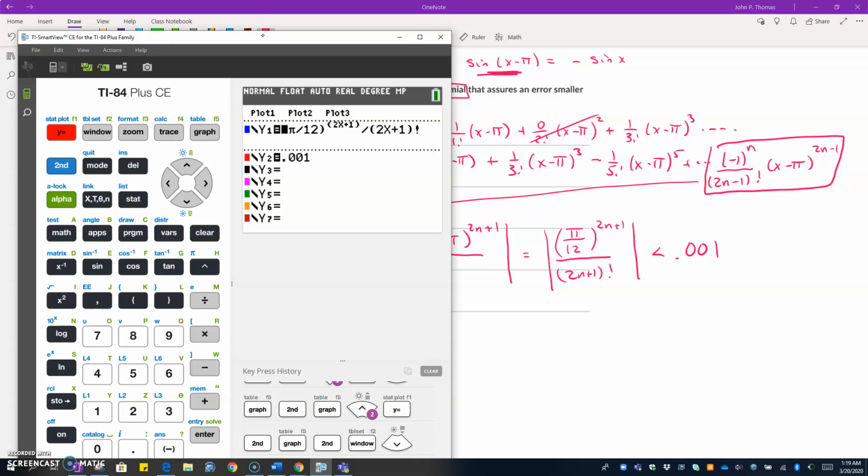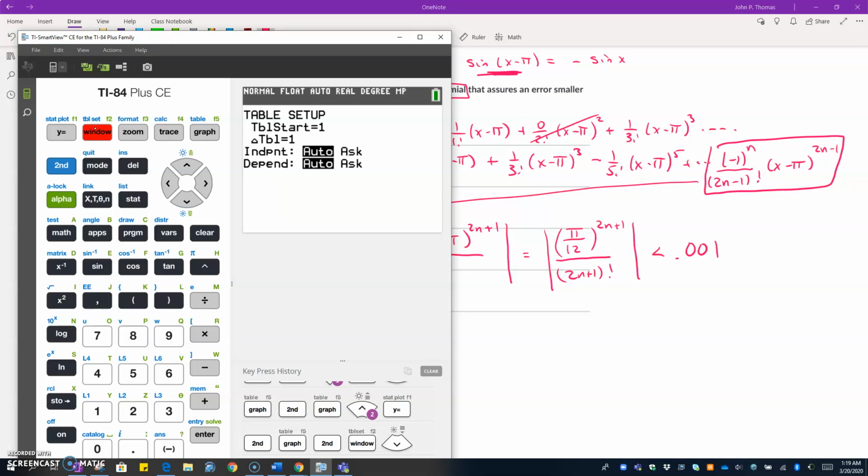First thing I should notice is that I've got a factorial in there. So if I try and look at this from a graph perspective, we're not going to have a connected graph. Intersect features probably not going to work too well. We're going to run into some issues. So I'm going to look at this from a table perspective instead. First thing I want to do is make sure that I'm at a good spot on my table. So I'm going to go second, window.